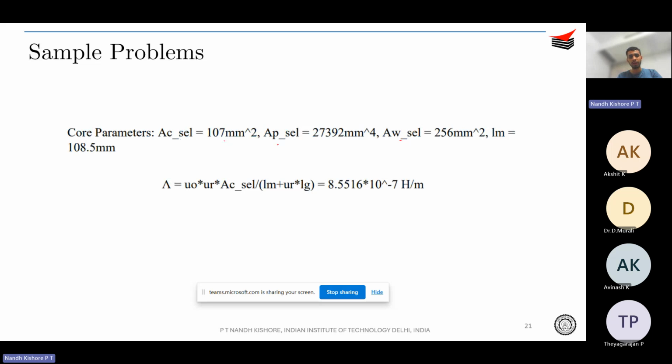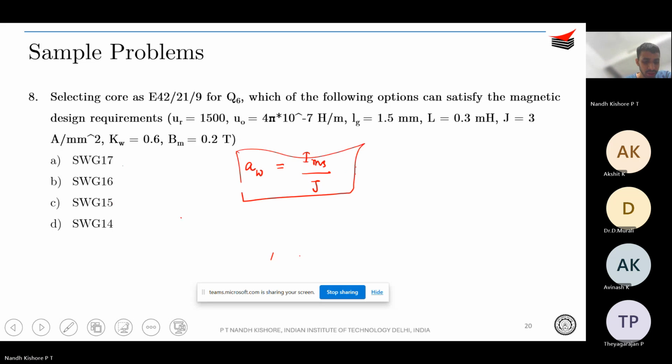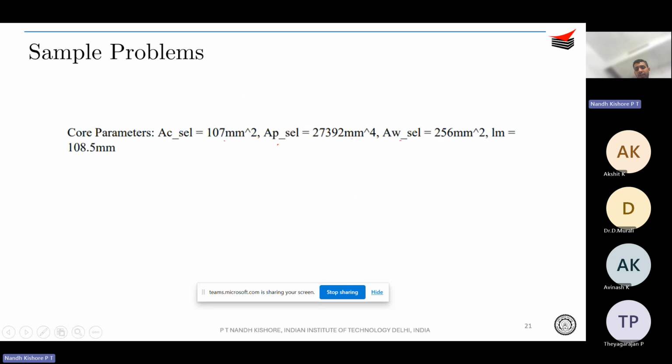Okay, that is, the core parameters are all given. So from this you need to choose an appropriate value for the wire gauge. So how do you choose the wire gauge? You have to choose a particular wire gauge aw, and you would have studied that aw is basically IRMS divided by J. You need to know the RMS value, and you divide it by J, and you need to choose a wire that obviously has a value greater than this particular value, that is IRMS by J.